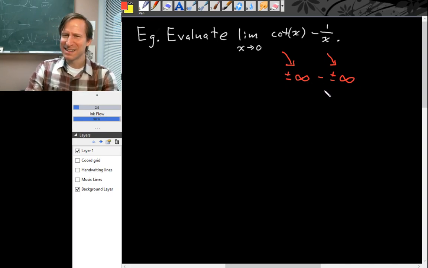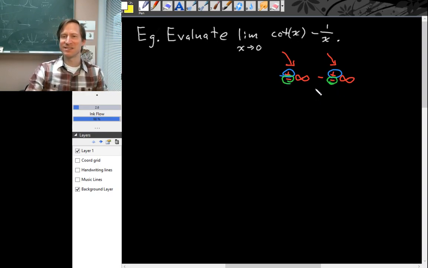Either way, whether it's plus and plus or minus and minus, this expression is indeterminate, because if it's plus infinity minus plus infinity, well, which infinity wins? The one that's trying to make it positive or the one that's trying to make it negative? We can't say without knowing something more. So this is an indeterminate form.